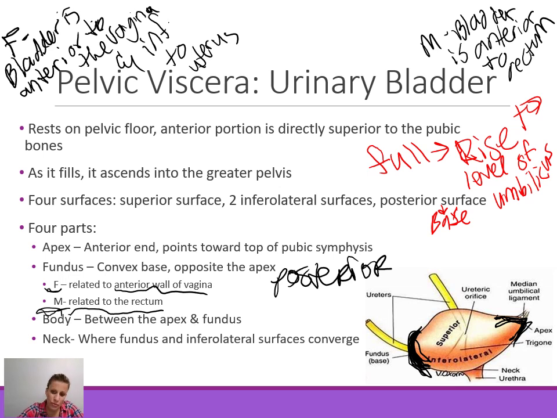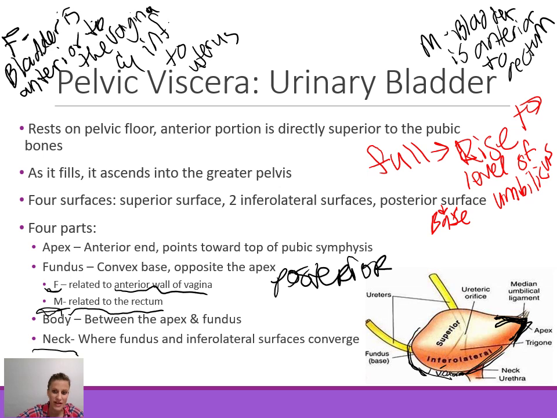So the apex is the pointed anterior portion of the bladder, and the fundus is the curved posterior portion of the bladder. The body is the area between. So all of this area that's in between is the body of the urinary bladder, the major portion or major mass of the bladder. The neck is the area where the fundus meets the inferolateral walls.